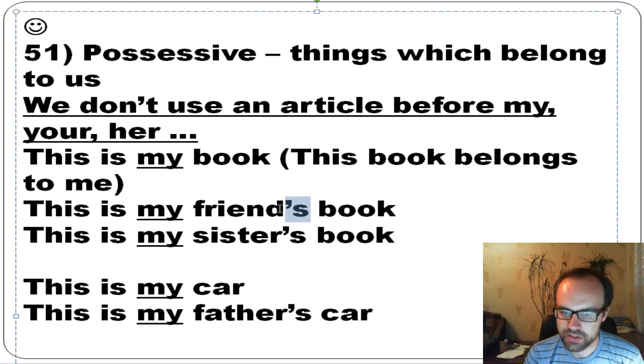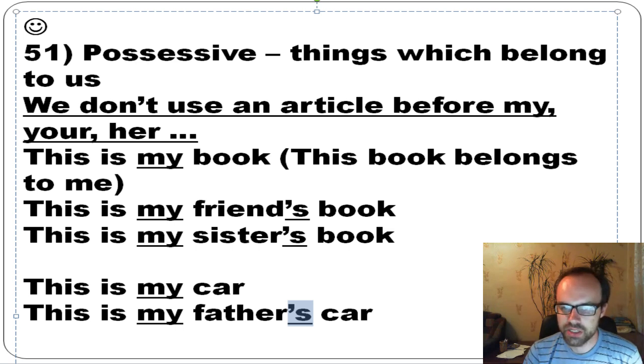And we use 's after a noun. So my friend's book, my sister's book, my father's book. Please look at how we write it, how we spell it, and you see that we add 's. My friend's book: this book belongs to my friend. My sister's book: this book belongs to my sister. My father's car: this car belongs to my father.